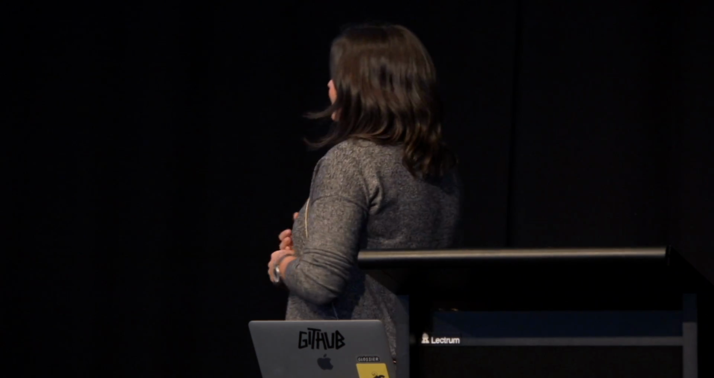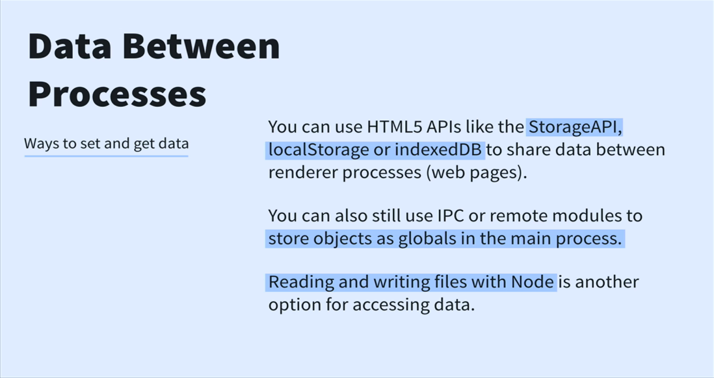And then, of course, if you're doing things with data between the renderer processes, like anything that is in the latest Chrome, all the things that work in HTML5, you can use the local storage API, that kind of thing. You can also use IPC to create global variables in the main process. And because you've got Node, you can also just read and write files and save data that way, right? You can create an object, write it to a JSON file, and read it later.